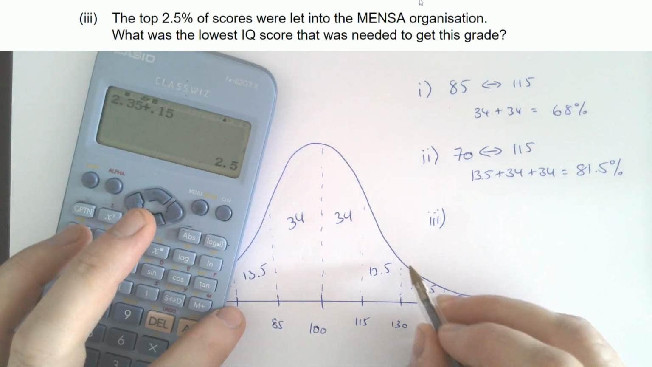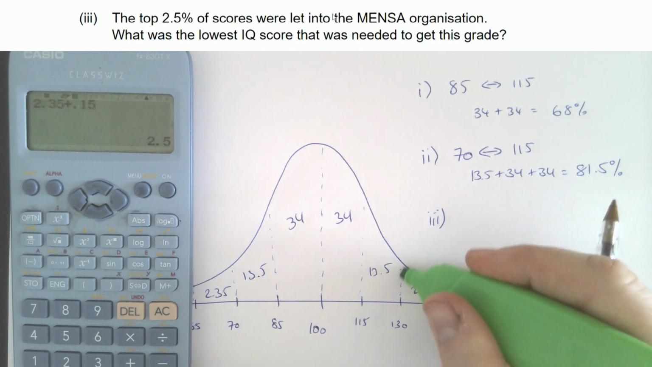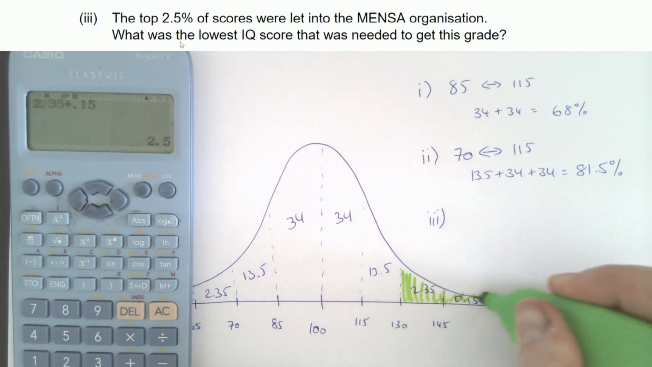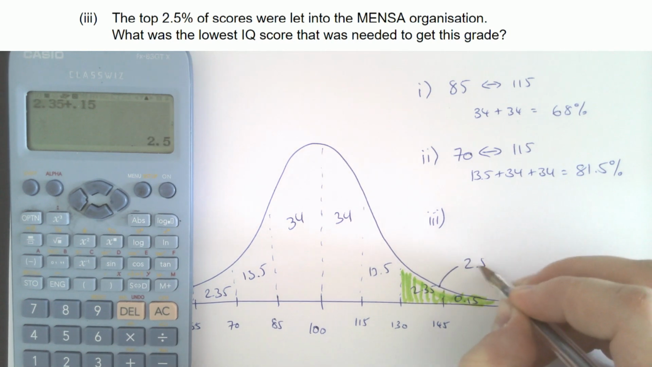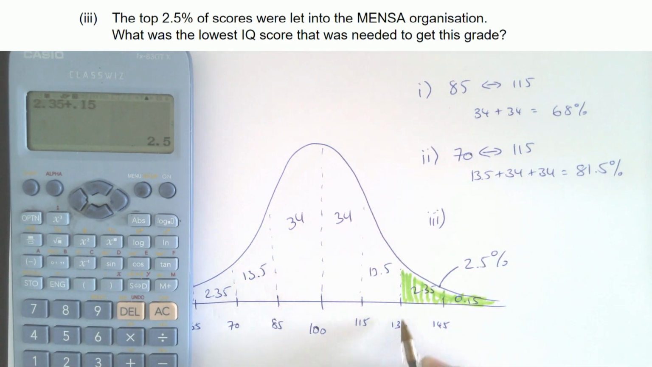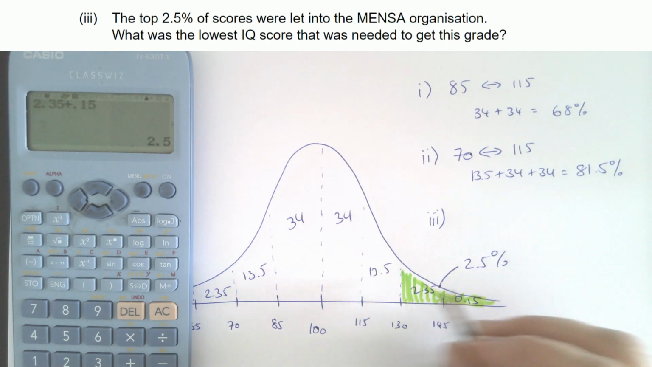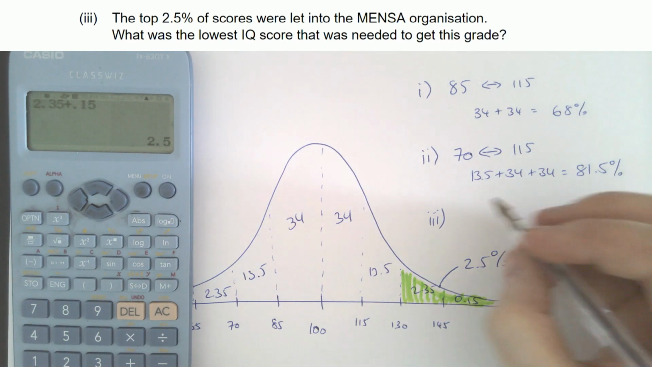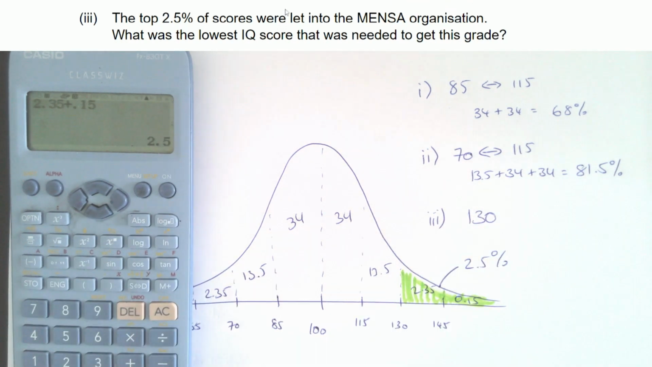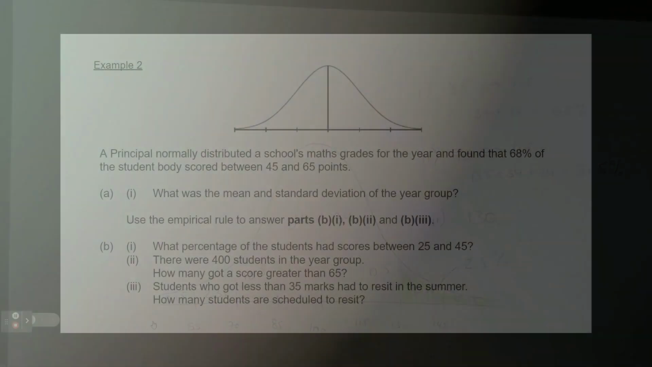So these two regions together, let's get a little color to highlight it. These two regions add up to be 2.5%. So anyone who got above 130 here was let into Mensa. These are the top 2.5%. So what's the lowest score that you could get? Well, we're going to say the lowest score is 130. 130 is the lowest score. And that's it for the first example.